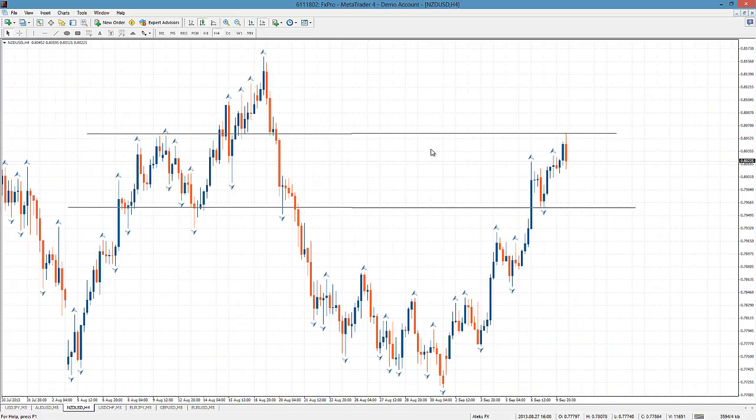So 4-hour chart, and you can see the trend is up. We've had a nice move up, fractals broken to the upside, hit resistance and a bit of rejection into this level of support right here. Okay, so this key level of support.